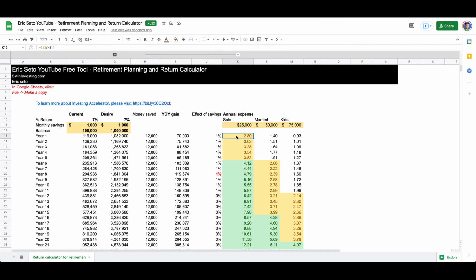Now, this number is important because you want to see how much buffer room you have. Ideally this number should be 1, but in this case I've made it so that it colors yellow when it is greater than 2, and it colors green when it is greater than 4. Yellow means you have quite a bit of buffer room.